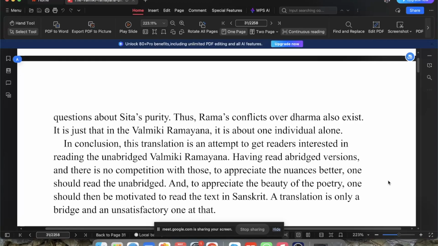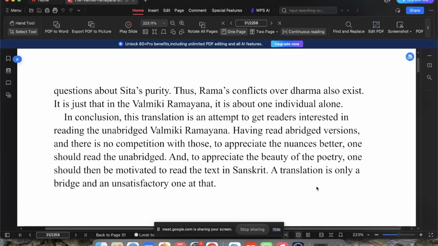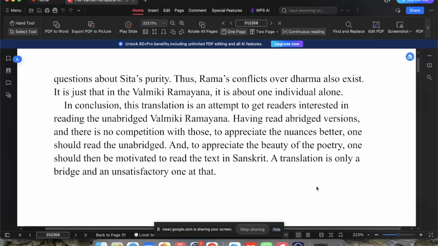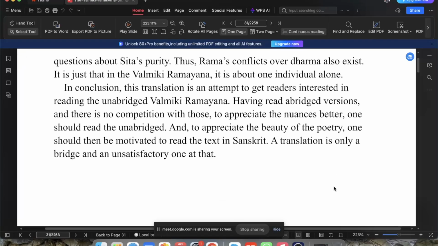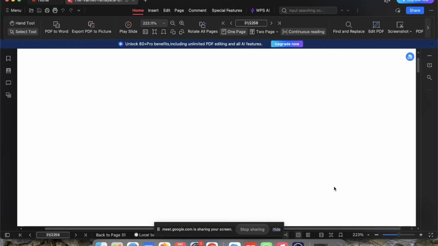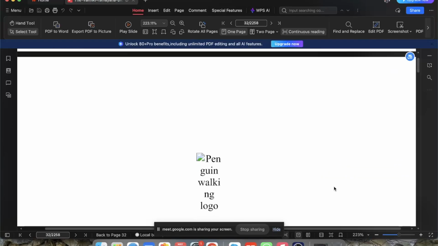In conclusion, this translation is an attempt to get readers interested in reading the unabridged Valmiki Ramayana. Having read abridged versions, and there is no competition with those, to appreciate the nuances better, one should read the unabridged. And to appreciate the beauty of the poetry, one should then be motivated to read the text in Sanskrit. A translation is only a bridge, and an unsatisfactory one at that. Okay, so with that we are done with the introduction.